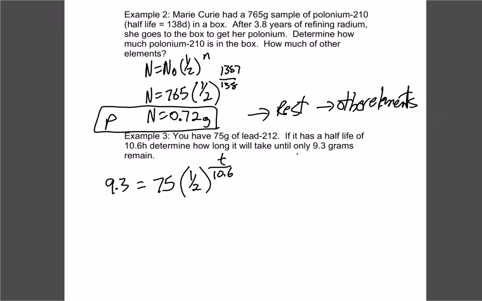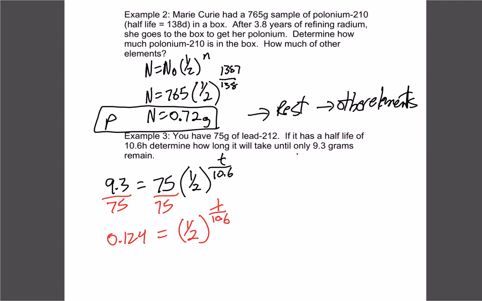To solve this equation mathematically, just like any other equation, what we want to do first is divide by the 75. So if we go 9.3 divided by 75, that gives you 0.124, and that would equal half to the t over 10.6. This is where we run into a little bit of a problem. If you haven't taken Math 30 yet, we can't solve for that exponent unless we use what we call logs.